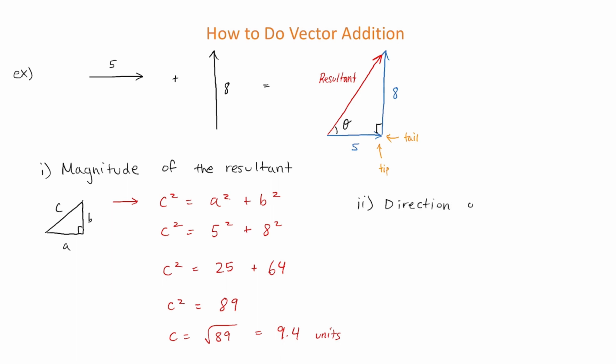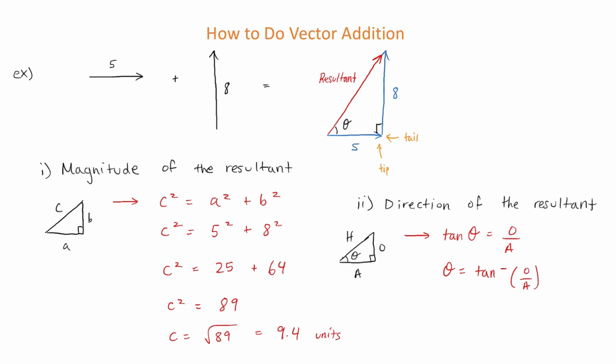And now we need to find the direction of the resultant, which means we need to solve for the angle. To solve for the angle, you can just use your tan trigonometric function, because we know tan theta is equal to opposite over adjacent. And we can rearrange this equation to isolate for the angle. Then all we need to do is plug in our values for the opposite and adjacent sides and solve for the angle. And what we find is that the angle is equal to 58 degrees.